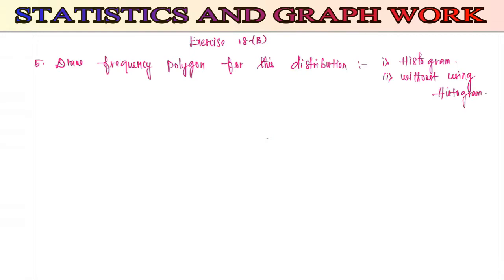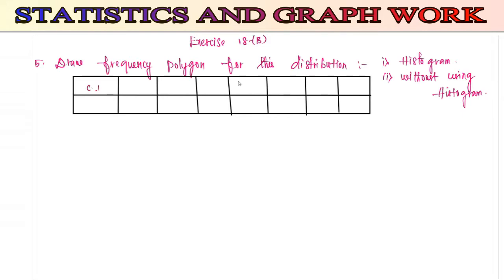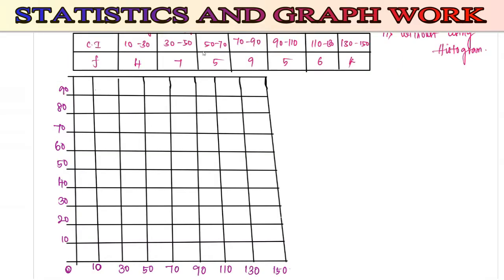The given tabular column, the class interval and the frequencies: 10 to 30, 30 to 50, 50 to 70, 70 to 90, 90 to 110, 110 to 130, 130 to 150, and their frequencies 4, 7, 5, 9, 5, 6, 4. Solution. By using this data, we are going to draw the histogram.